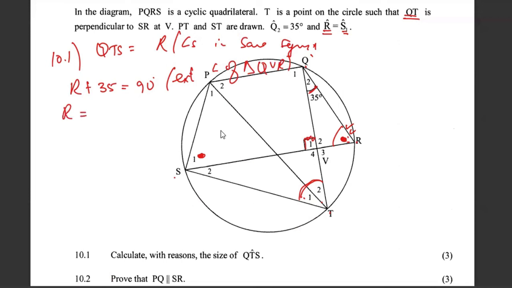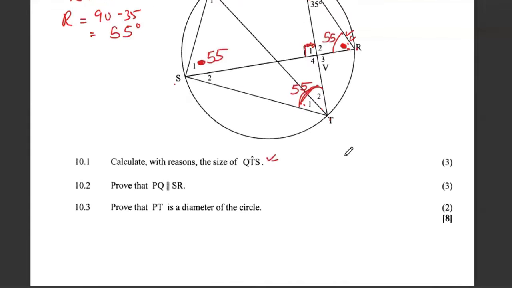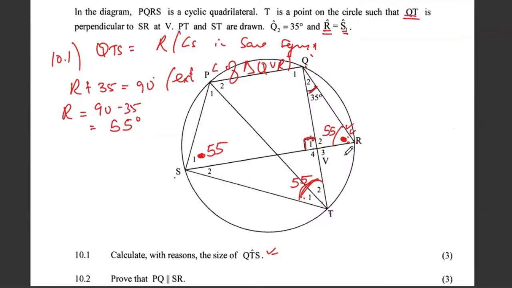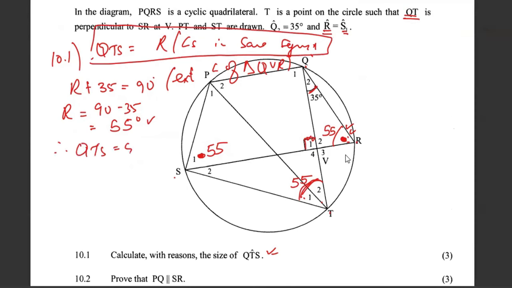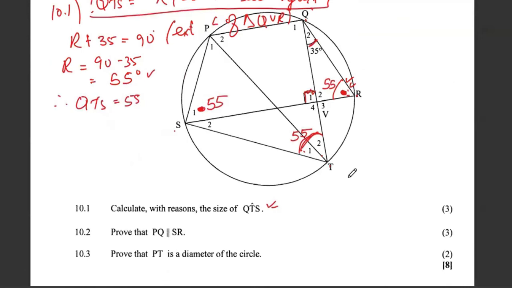And then what is 90 minus 35? It becomes 55. So if that is 55, they're telling us that this is also a 55. And the question told us that that was a 55. Okay, so that is how we would have obtained that. Then somebody can start by working this out, and then you tell us angles in the same what? Angles in the same segment. So therefore, QTS is 55, angles in the same segment, so angles subtended by the same arc.